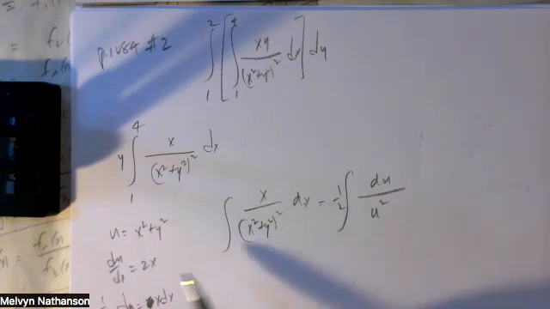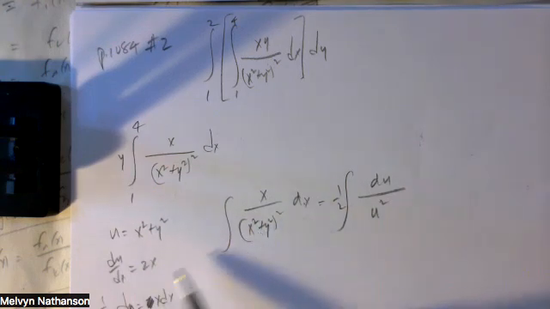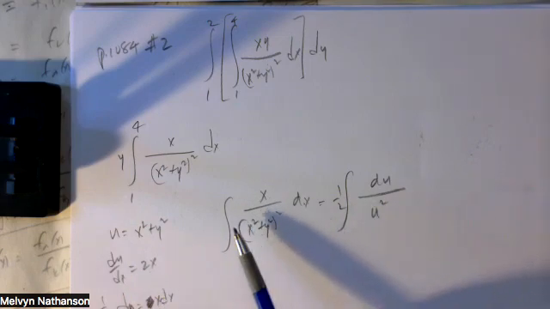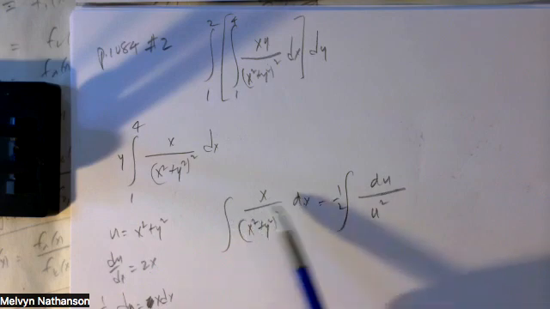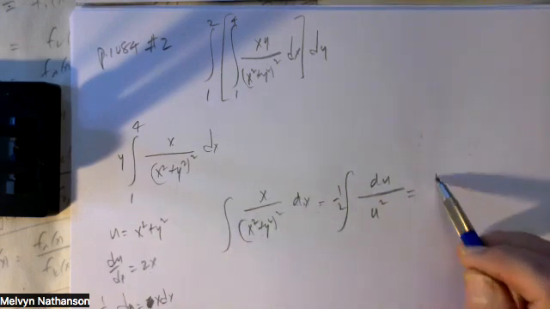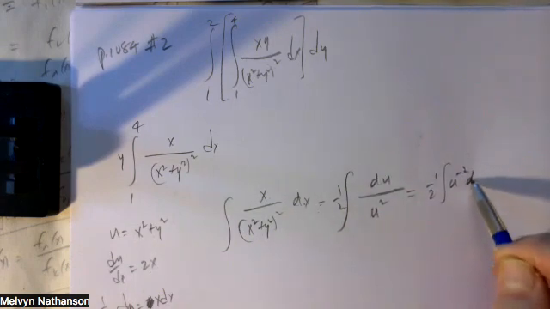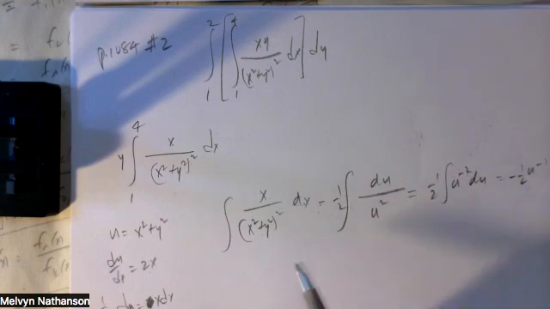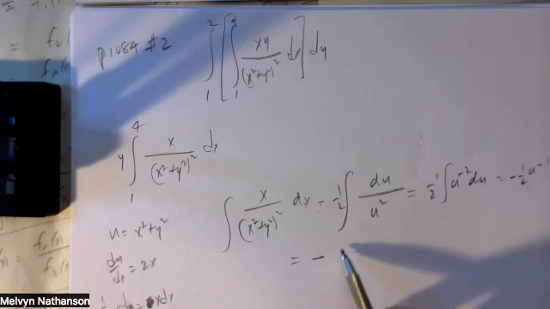All right. I'm letting u be x squared plus y squared. So du is 2x dx. So x dx is a half du. This is 1/2 the integral of u to the minus 2 du. The integral of u to the minus 2 is minus u to the minus 1. So this is equal to minus 1 over 2u.